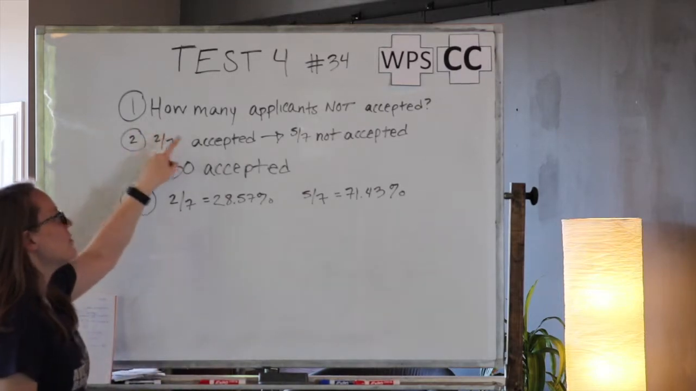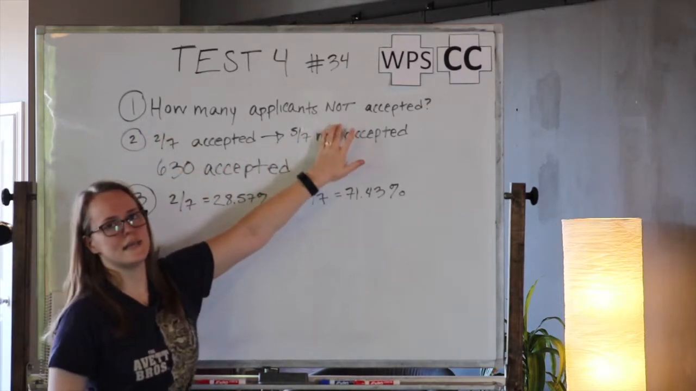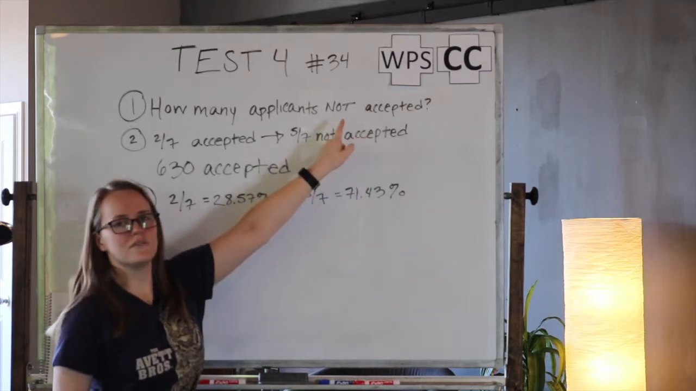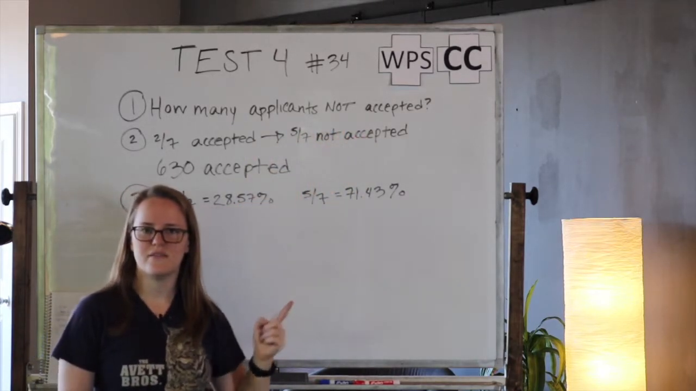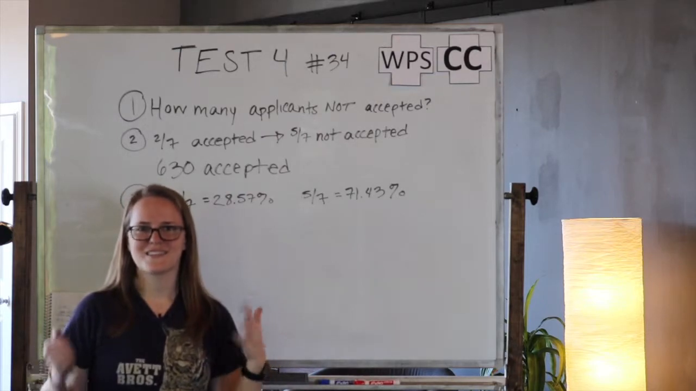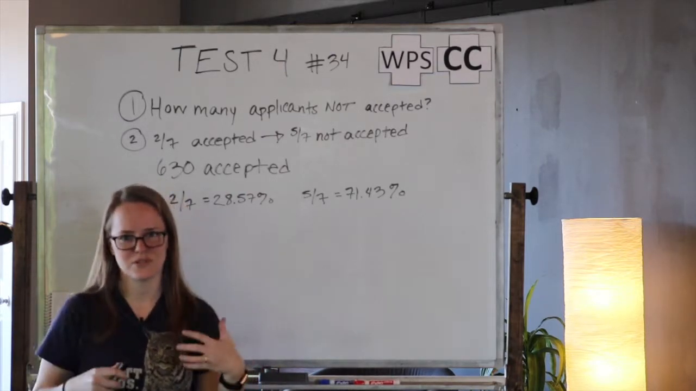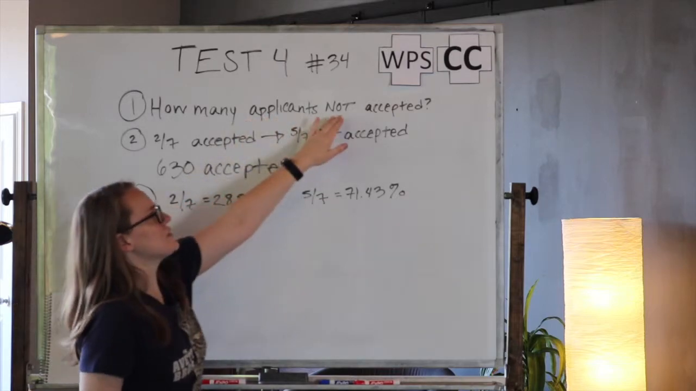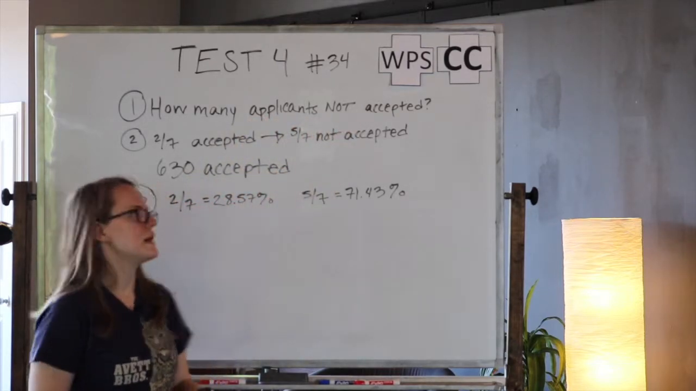Number one, how many applicants were not accepted? This "not" is so huge. This is the kind of ACT trickery they give you. You'll feel like you've gotten the right answer, how many were accepted, and then of course you're wrong. So how many applicants were not accepted is where we're going. We want to keep that in mind.